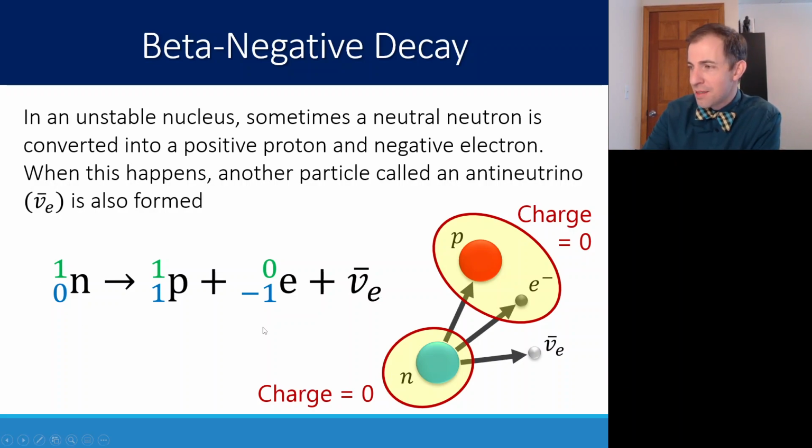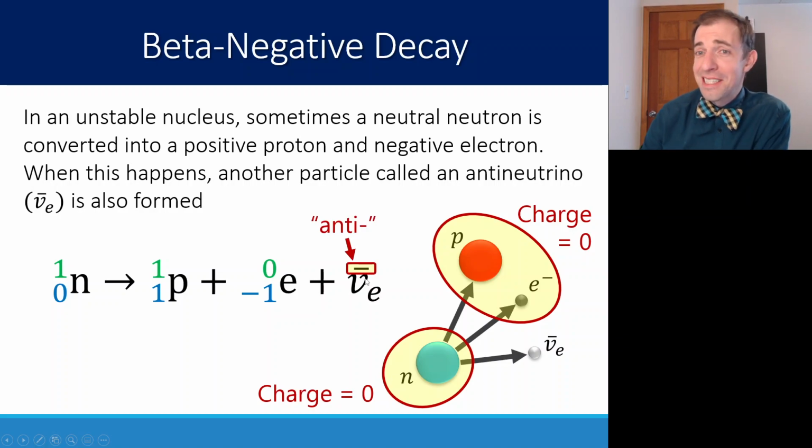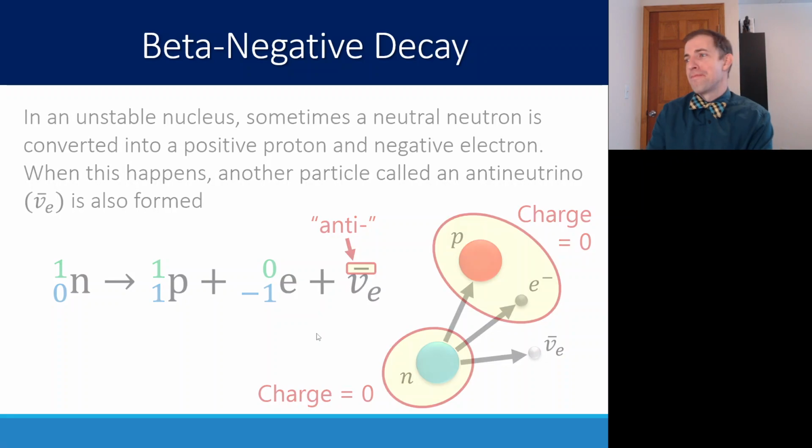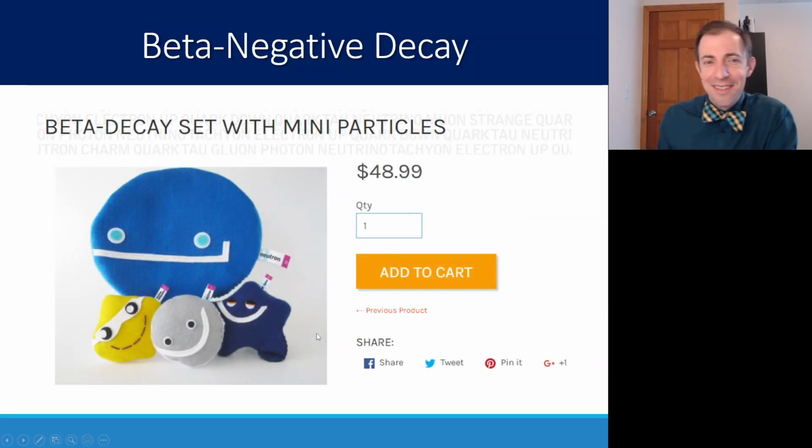So you'll see in this reaction up here, we have a neutron, which we'll write like this. We'll talk about that in a minute. It gives way to a proton, an electron, and this antineutrino. Notice that little bar on top. We're going to see that again. That represents anti. So we'll see a variety of different particles that have antiparticles as well. And the way that we differentiate between the two is this bar on the top. So beta negative decay can be described in a couple different ways.